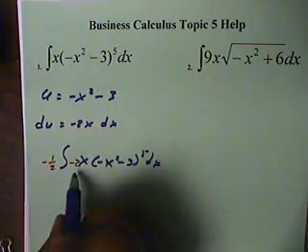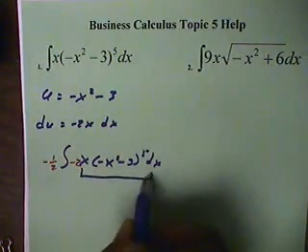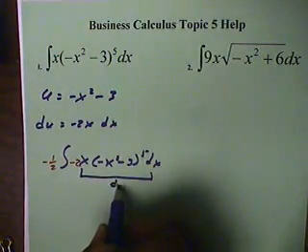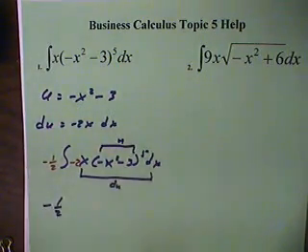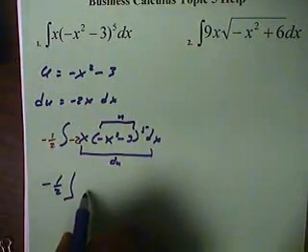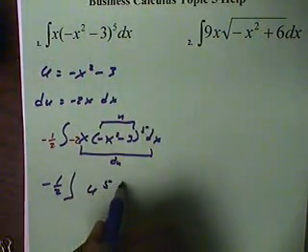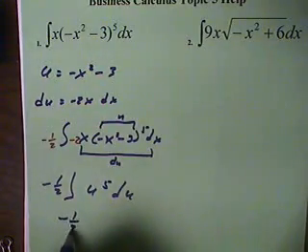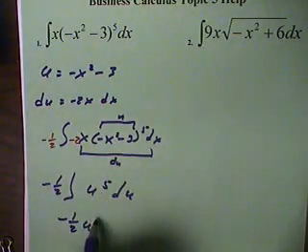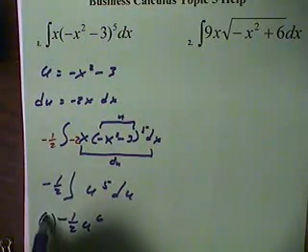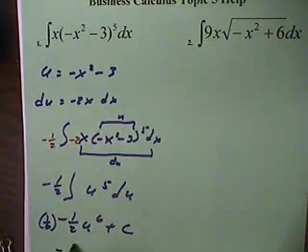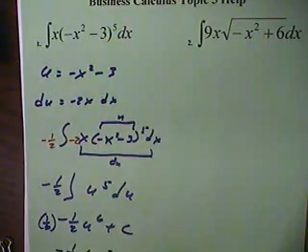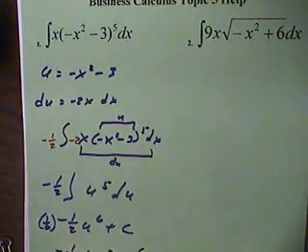Now, what we have is a substitution for these two to be du, and a substitution for this to be u. So we have negative 1/2 on the integral of u to the fifth power du. So when we take the antiderivative of u to the fifth, it'll be u to the sixth times the reciprocal 1/6 plus c. So all of this becomes negative 1/12, and the u represents negative x squared minus 3, all to the 6 plus c.